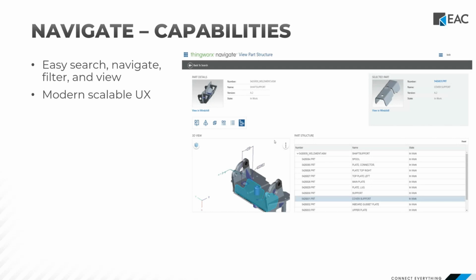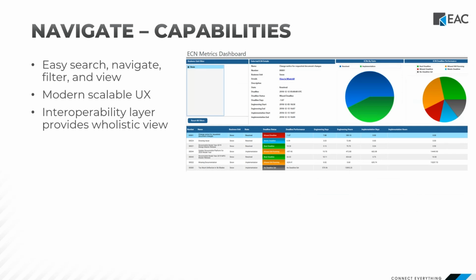Also, the interface is modern and scalable, and it can be utilized on your PC, of course, but it can also be opened on tablets and phones as well. And then the interoperability layer, which provides a holistic view of your PLM data. This includes not only data from Windchill, but data you may have stored in external databases or other enterprise systems.